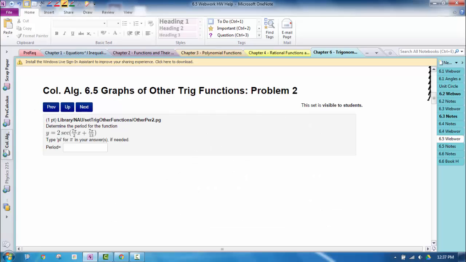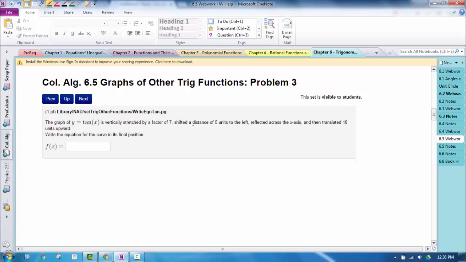Okay, the next problem then is this one. It's 2 secant of this. Now, secant is 1 over cosine, so it actually ends up having the same exact period as the cosine does. So the period of a cosine and secant is 2 pi over b, which in this case will be 2 pi over, and b is 7 pi over 2. It's supposed to be a 7. So I can move this to the top by multiplying by 2 over 7 pi, and the pi's cancel, and I end up with 4 over 7.